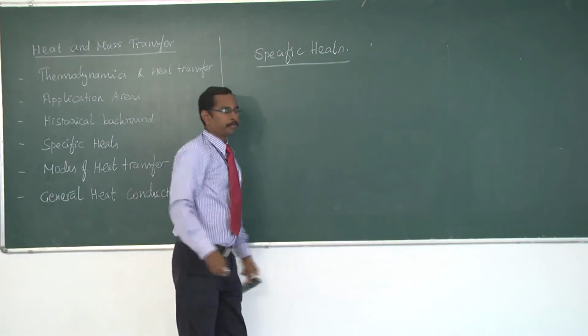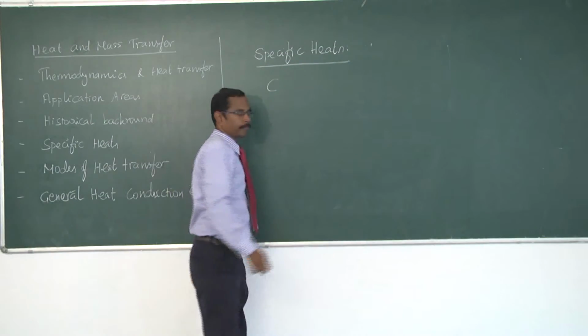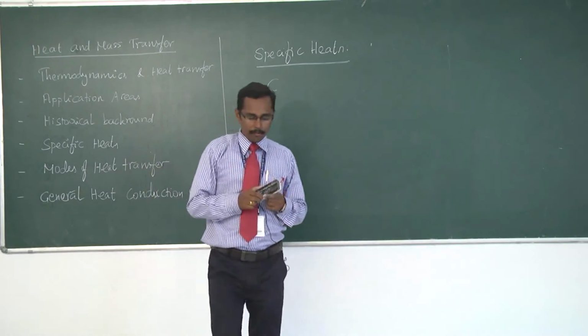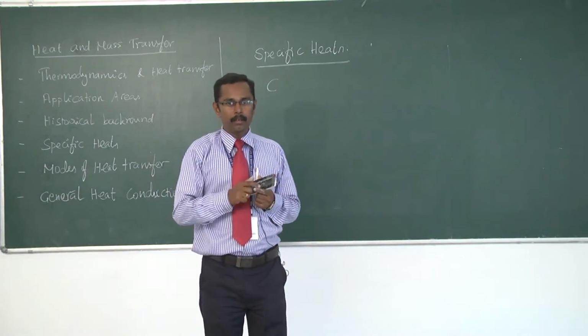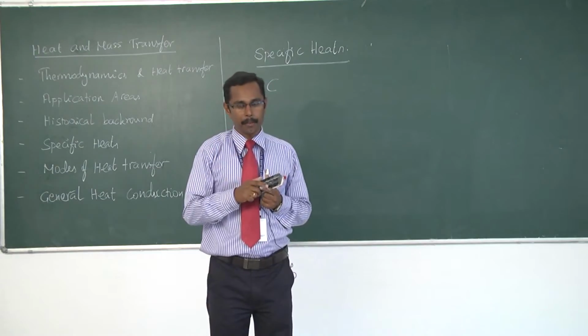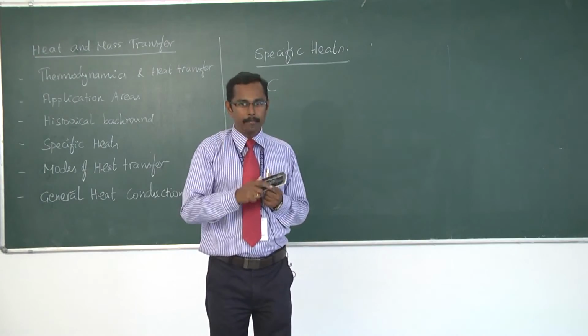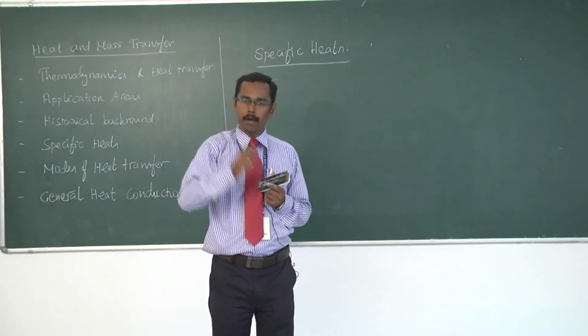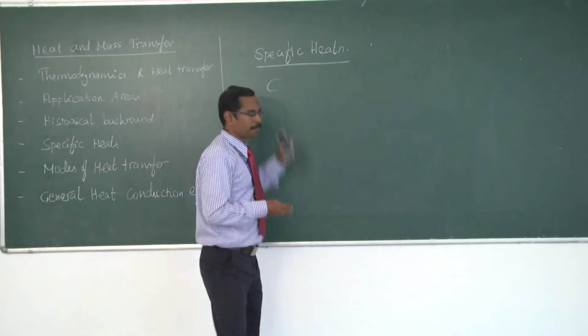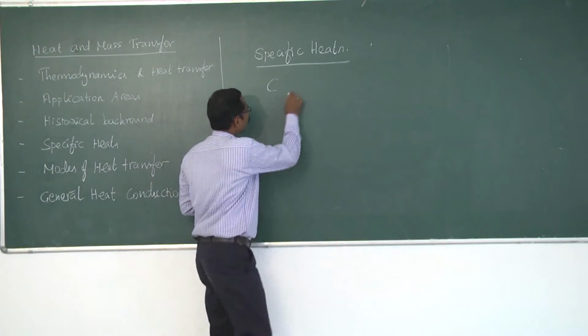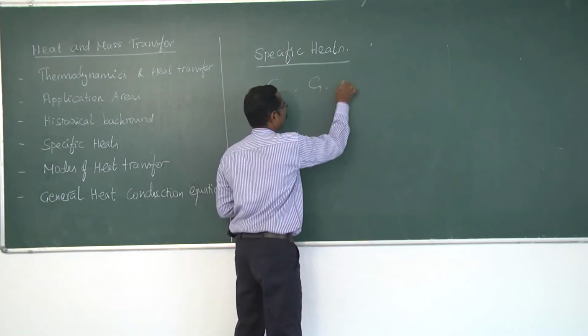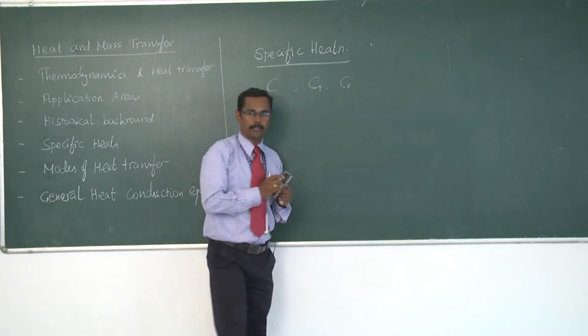So we can denote the specific heat as C. The amount of energy required to raise the temperature of a substance by 1 degree for a unit mass of the substance is called specific heat. We can see specific heats at constant pressure and specific heats at constant volume.